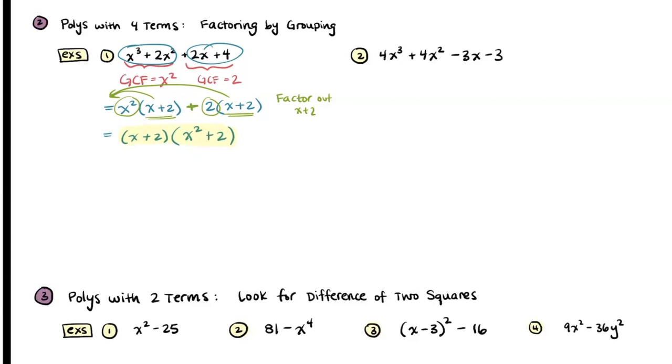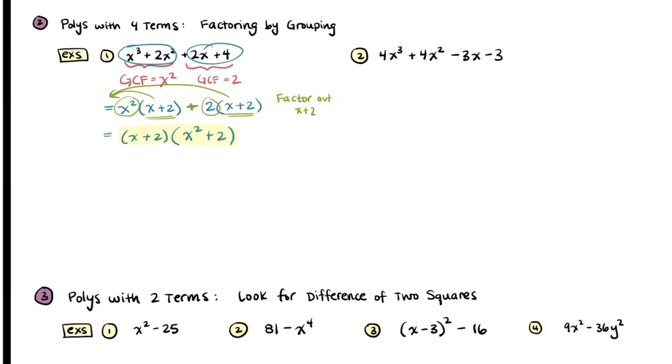Okay, let's try one more example. I encourage you to pause this and try this on your own before I show you how to do it. If you're not sure, you can also follow along with me. All right, so we've got 4 terms here. There is nothing in common with the GCF to take out, so factoring by grouping is a really good thing to try.